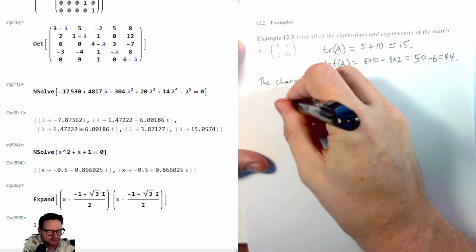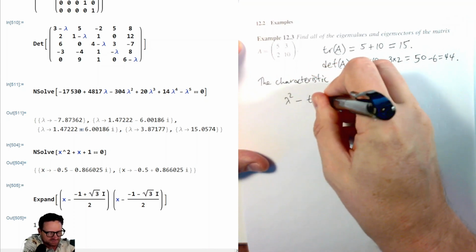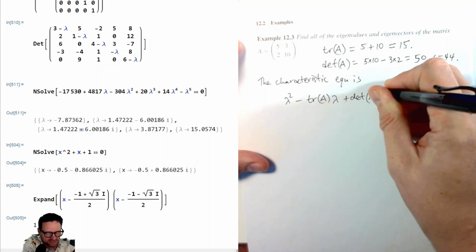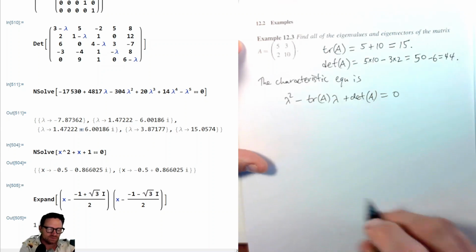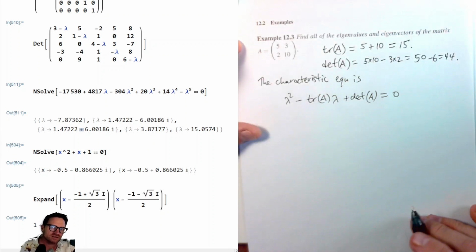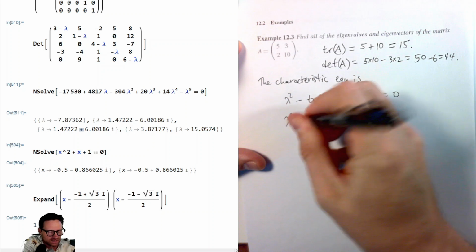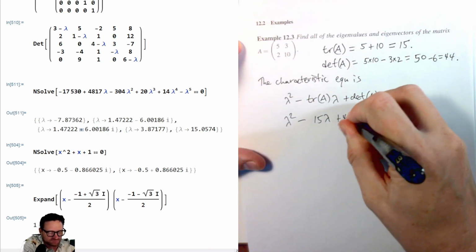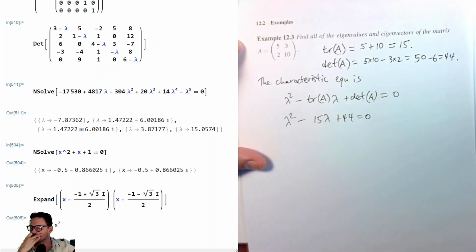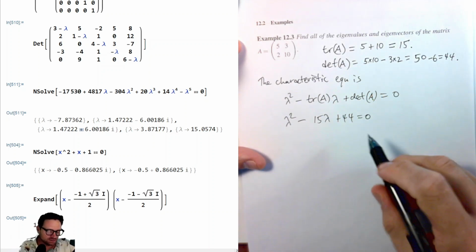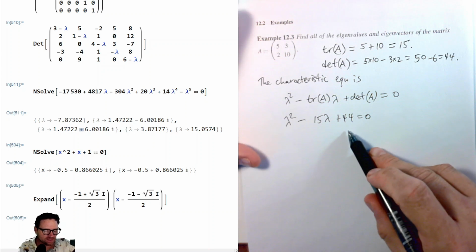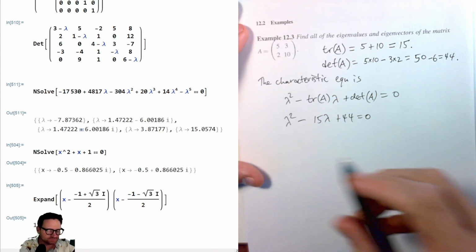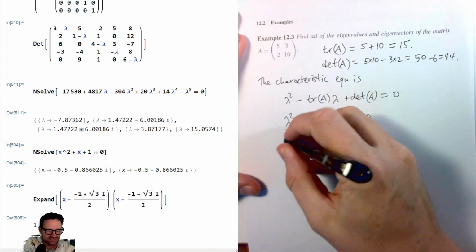Okay, and so then the characteristic equation is lambda squared minus the trace of A times lambda plus the determinant of A equals 0. So if we simplify subbing in the trace and the determinant, we've got lambda squared minus 15 lambda plus 44 equals 0. Okay, now 44 is equal to 4 times 11, and 4 plus 11 is 15. So this has an easy factorization.